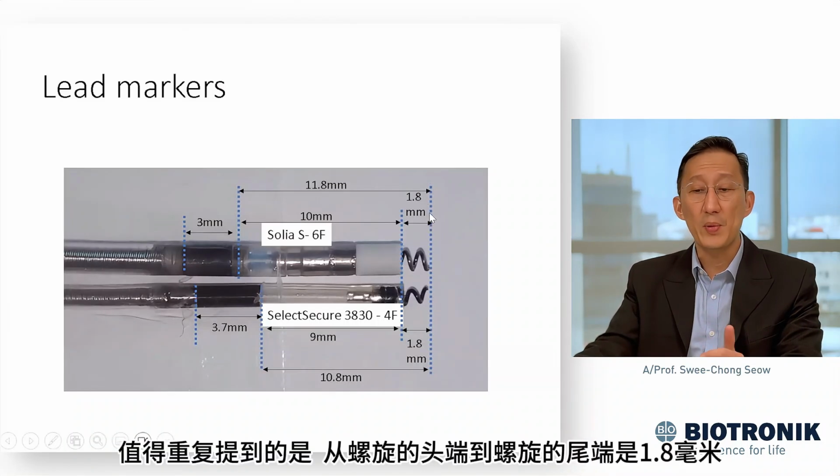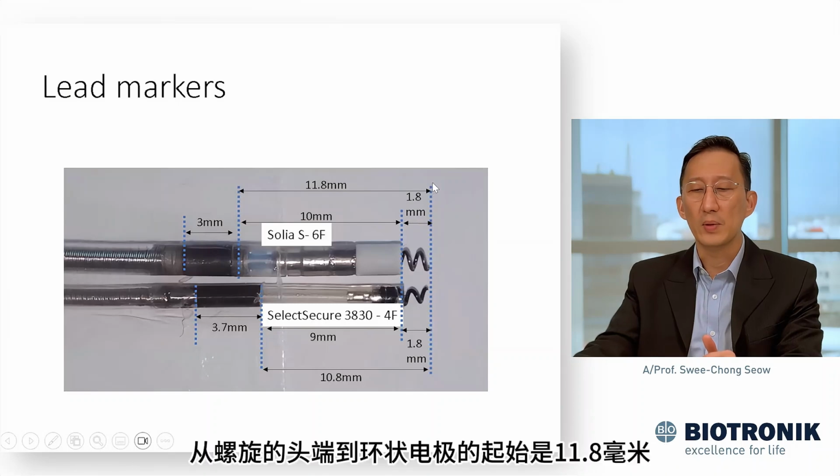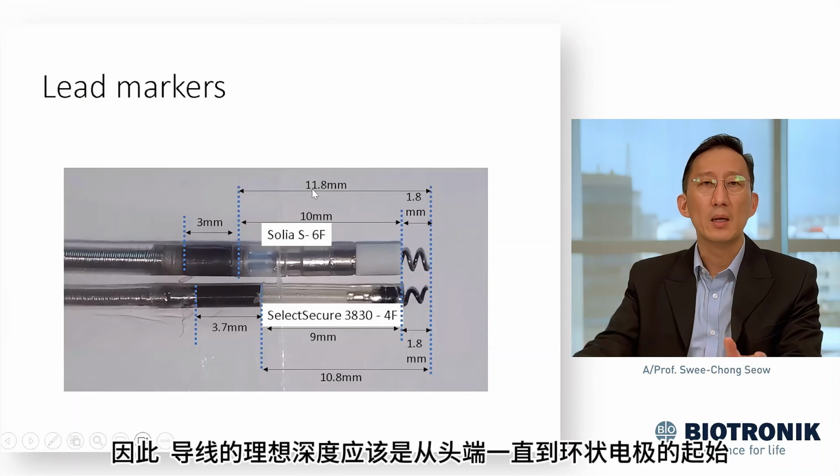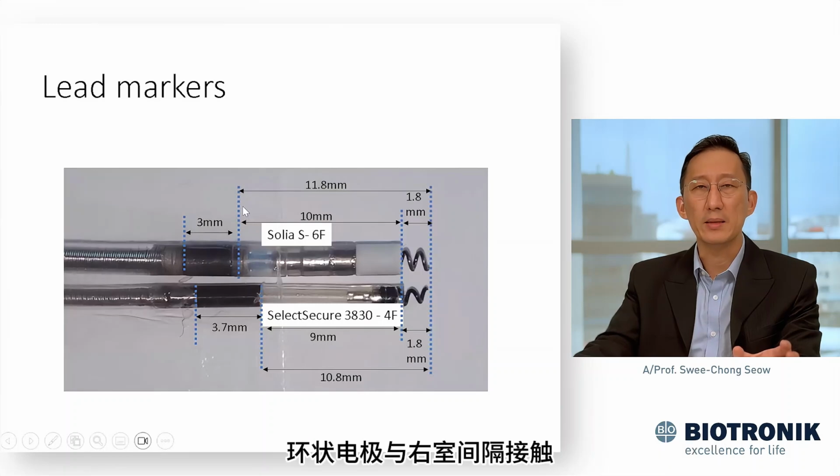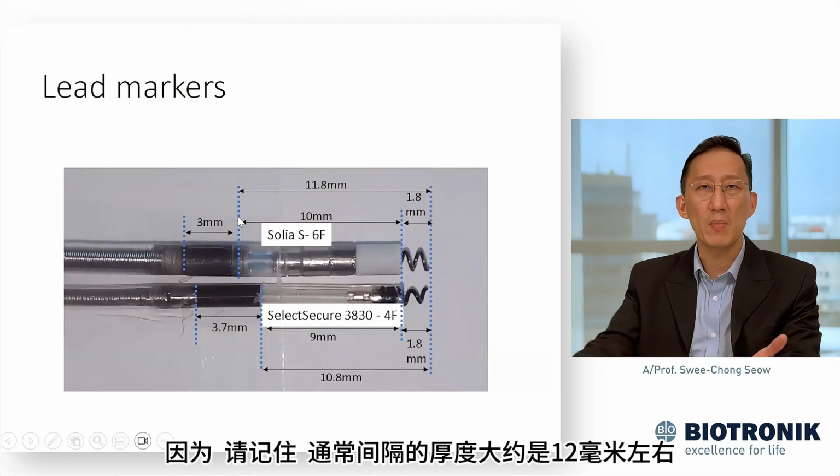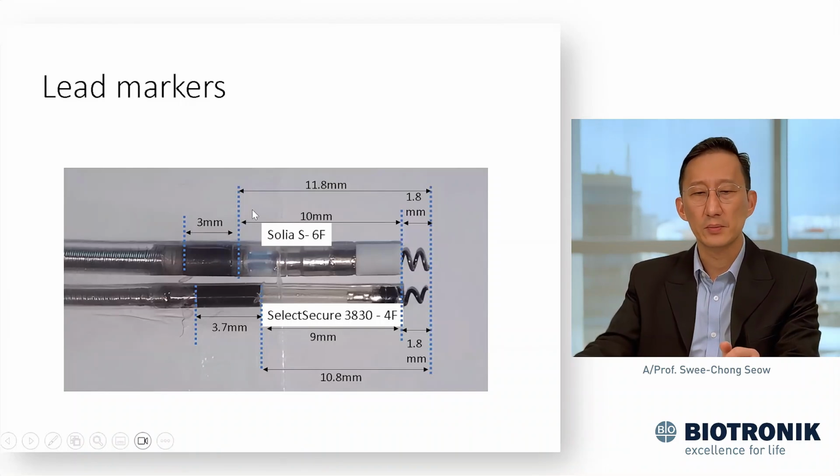It bears repeat mention that from the start of the helix to the end of the helix is 1.8 millimeters, and from the start of the helix to the start of the ring is 11.8 millimeters. So again, the ideal depth of the lead should be from the tip all the way to the start of the ring, where the ring is in contact with the right side of the septum. So you shouldn't go very much deeper than that, bearing in mind that the usual septal width is about 12 millimeters or so.